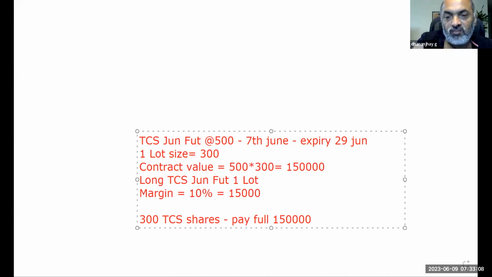That is the advantage in the derivatives market. I need not pay the total amount, but still I get the exposure to the total value of the contract, that is 1,50,000. Same exposure, but I am paying only 15,000. So that means I am using leverage, and my profits or losses are being magnified.